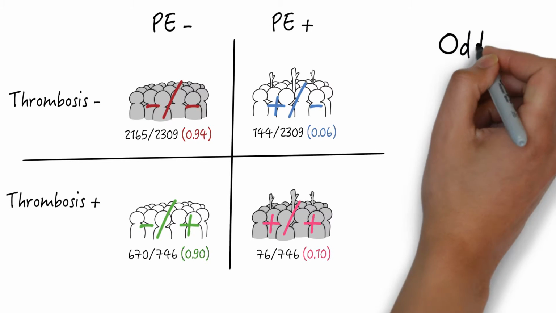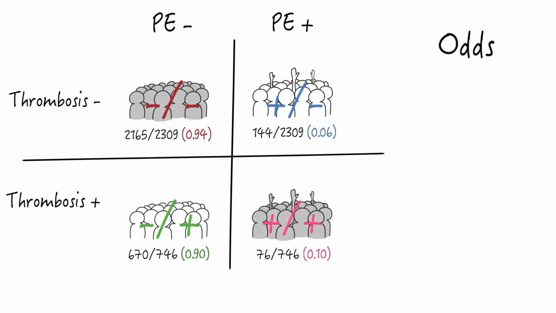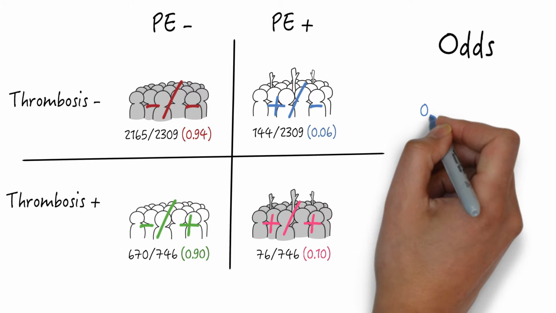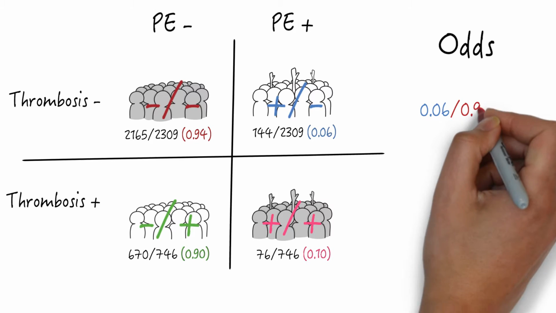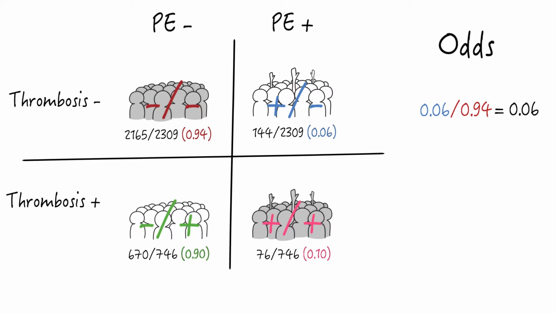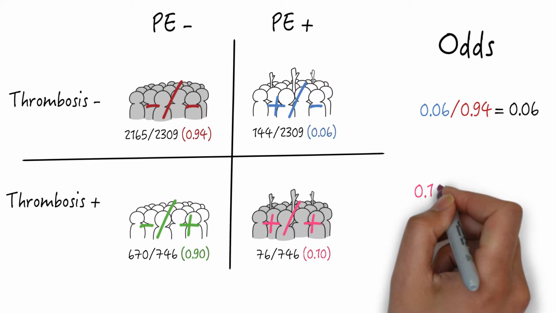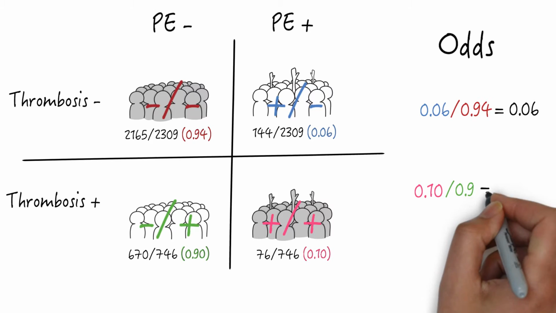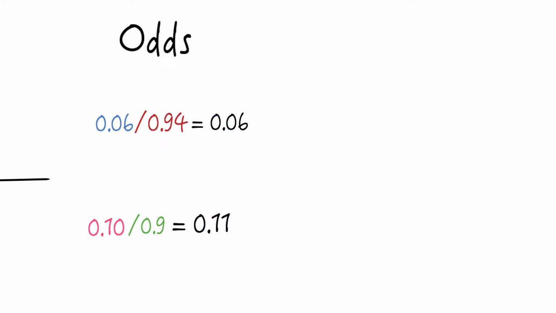To calculate the odds of a positive pulmonary embolism in the absence of a thrombosis, I need to divide 0.06 by 0.94. This will give me an odd of 0.06. To calculate the odds of a positive pulmonary embolism in the presence of a thrombosis, I need to divide 0.10 by 0.90. This will give me an odd of 0.11.